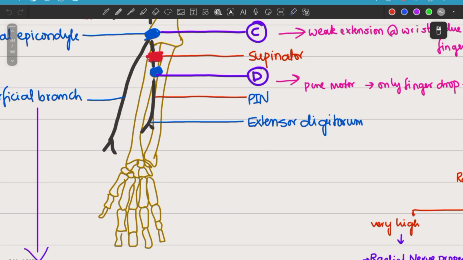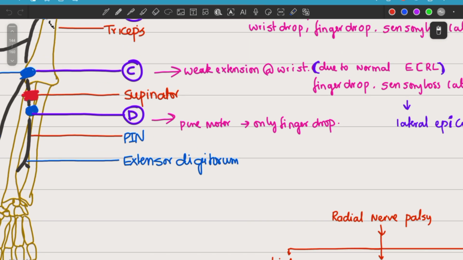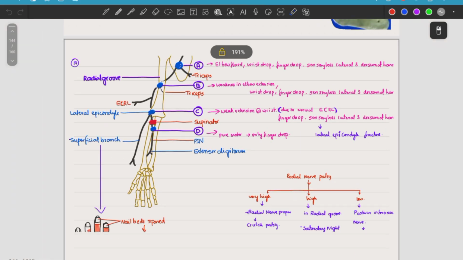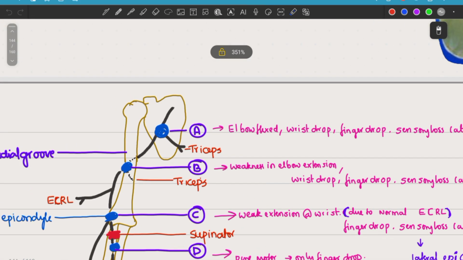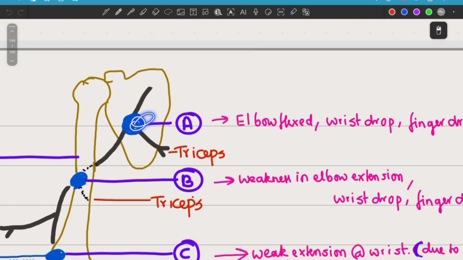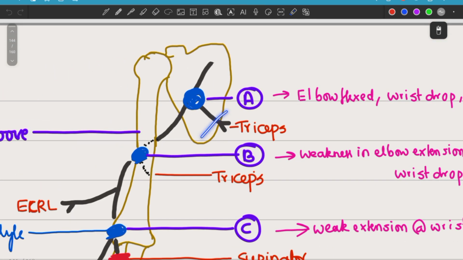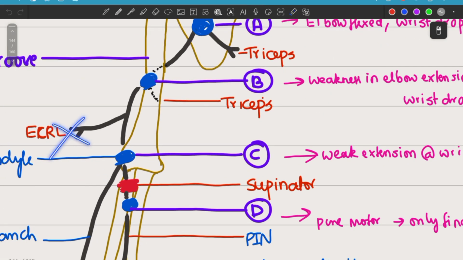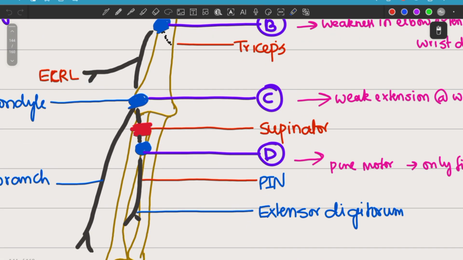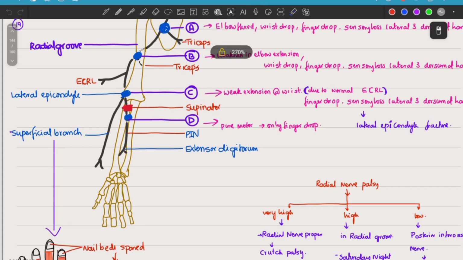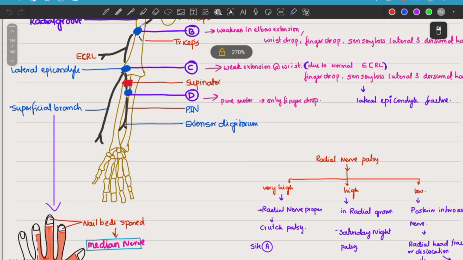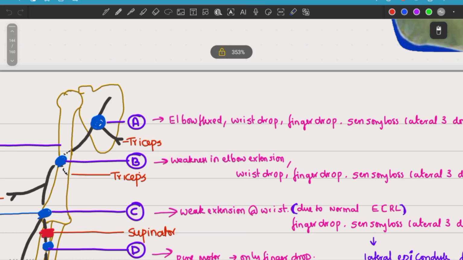That is finger drop. See, only finger drop is same. But let's see the other injuries. When there is injury at the axilla, when there is a crutch palsy, then everything is gone. Triceps gone, extensor carpi radialis is also gone, then the superficial branch is also gone, and posterior interosseous nerve is also gone. So all the extension action is gone.